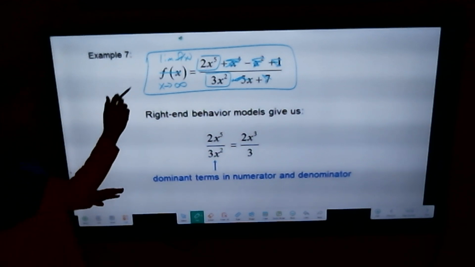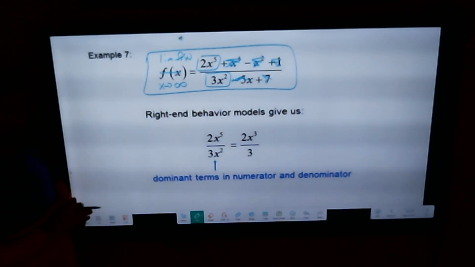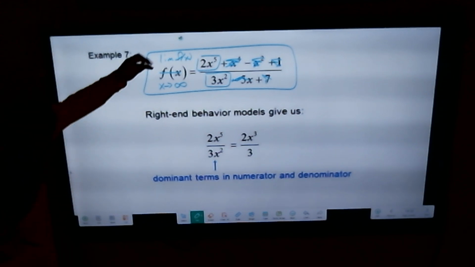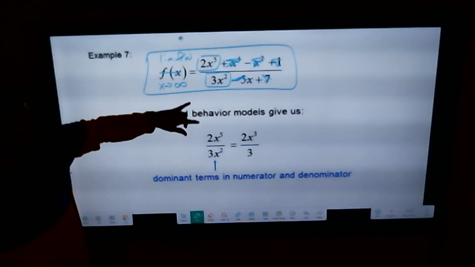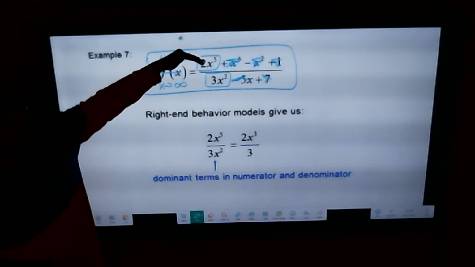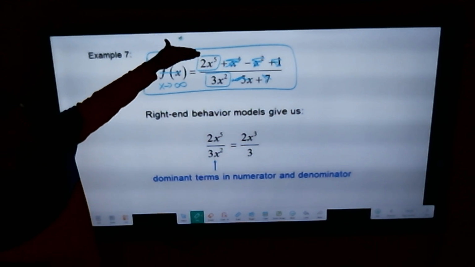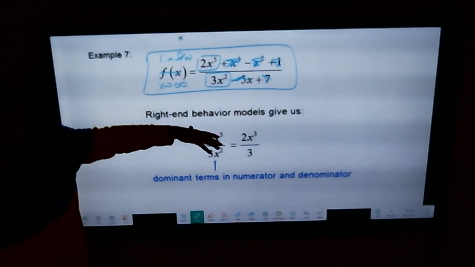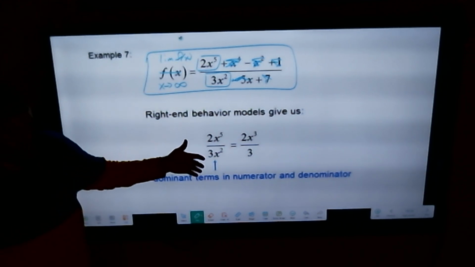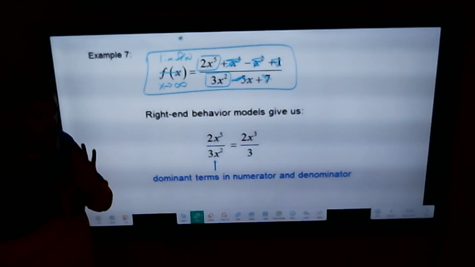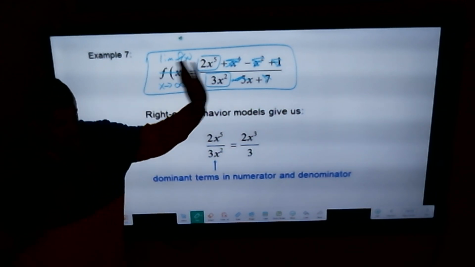If it goes off to infinity, this one's going off to infinity, yes? Why do the lead terms matter? Because they're the biggest. The biggest exponent is the only thing that matters. Think about it, if you take infinity to the fifth power, infinity to the fourth, to the second, they're not really going to affect it as much. So you just don't worry about it. Remember, we're talking about infinity, millions and millions of numbers.